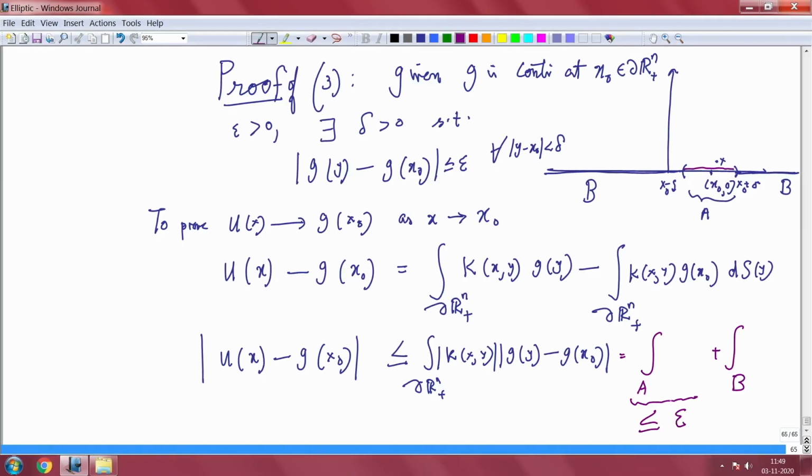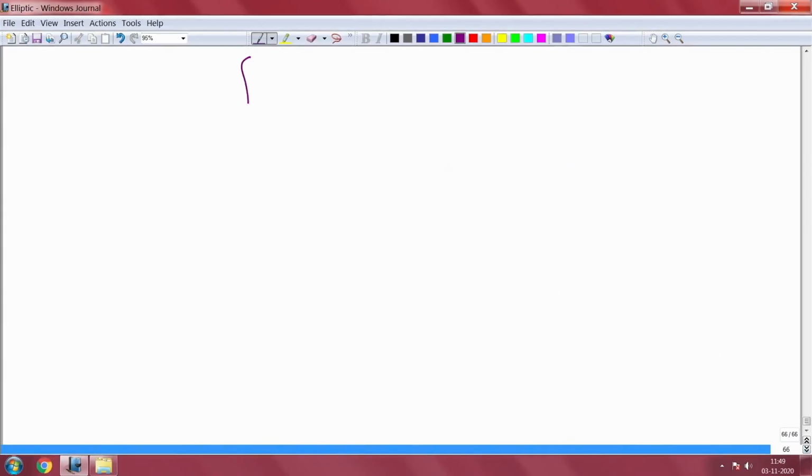So, you do not have to worry. Only we have to bother far away. So, we have to worry about the integral over B of k of x y, modulus of g of y minus g of x naught.